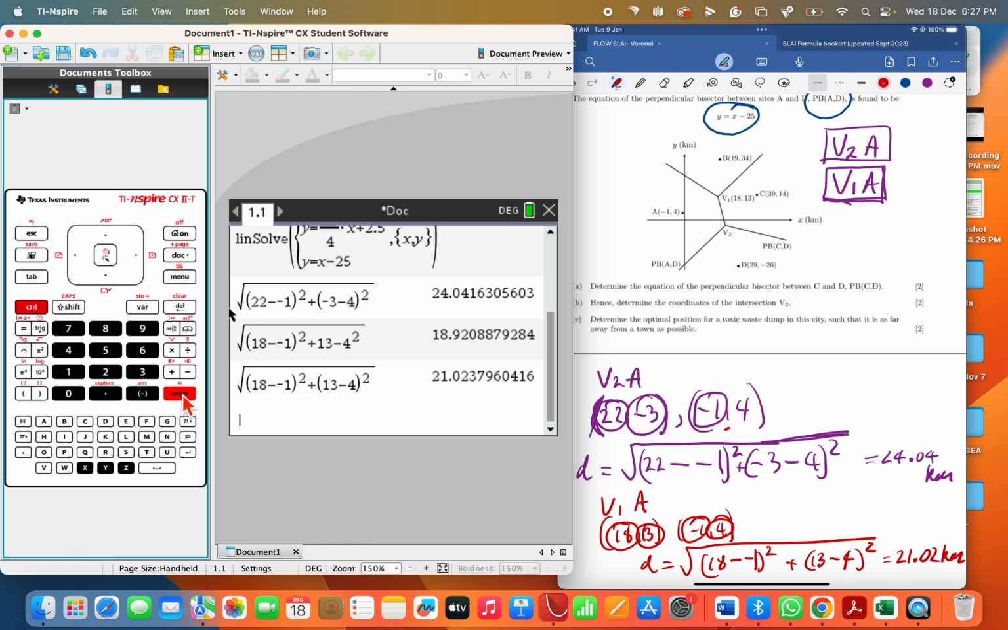Now remember, this is a toxic waste dump, so we want it as far away as possible, so let's just have a little think about this. From vertex 2, the distance to each of these sites is 24 kilometers approximately, and from vertex 1, the distances, they look a lot closer, right, visually, is 21 kilometers. So vertex 2 wins, and this is where we build our toxic waste dump. We build at vertex 2.